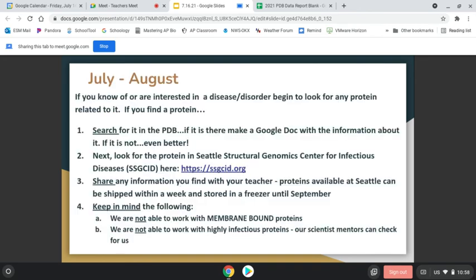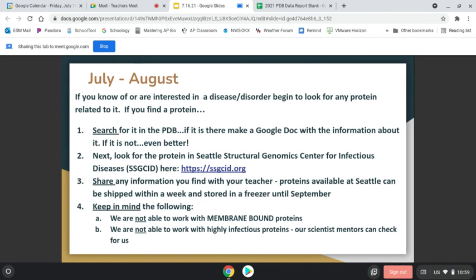So what's next? For the rest of this month into August, if you are interested in a disease or a disorder and you want to research it a little more, I would suggest you do a Google search about that disease to determine if there's a protein related to it. For example, a few years back, we had students interested in Lyme disease and tick-borne diseases, and they found out that a protein was being studied, the tRNA methyltransferase, associated with anaplasmosis. They went to their teacher about that protein and said, hey, I think this might be something neat.